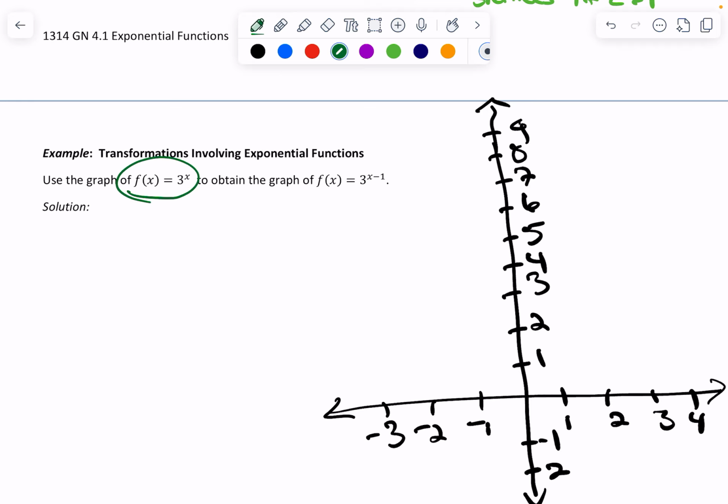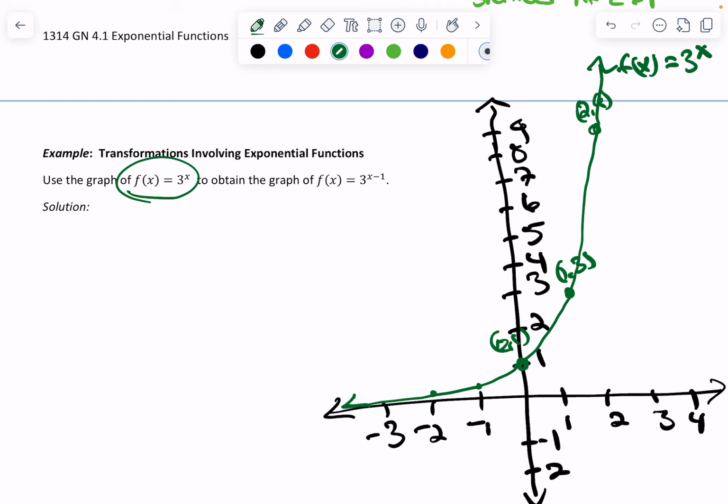Okay, so our points for this one: it goes through 0, 1. Then we had 1 and 3. My coordinate plane is a little bit funky, not straight. And then we had 2 and 9. And then it kept coming down here. That was -1 and 1/3, and -2 and 1/9, and it gets closer and closer. So this is our parent function right here, f of x equals 3 to the power of x.